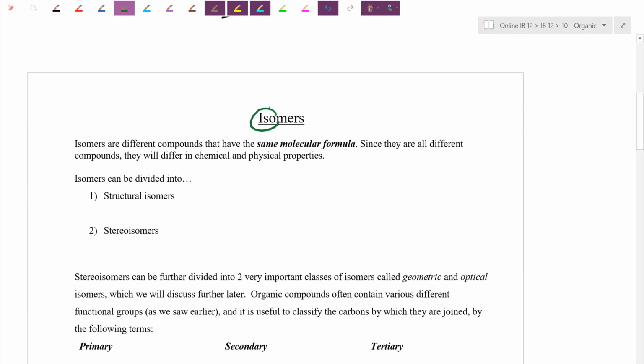Anytime you have this prefix here, iso, it means something is the same about them. Isomers are going to be different compounds. They have possibly different physical characteristics, different reactivities. What's the same about them is they have the same molecular formula. They have the same number of atoms. It's just a matter of how they're actually bonded together that they are different.